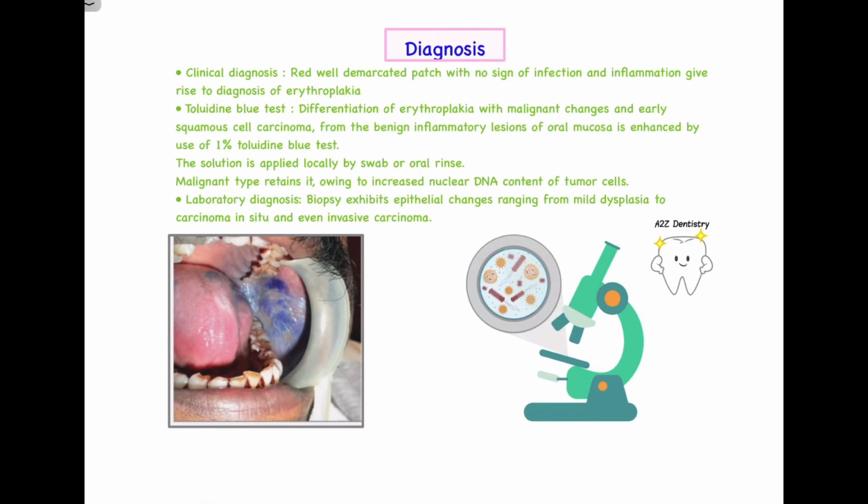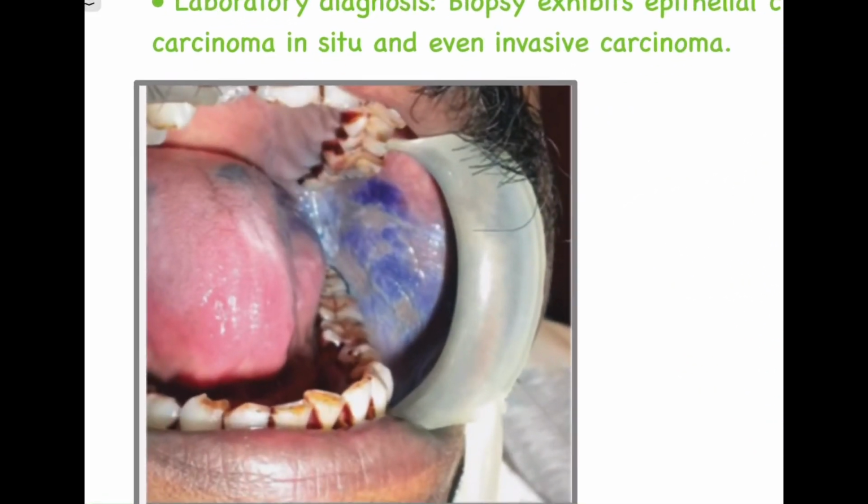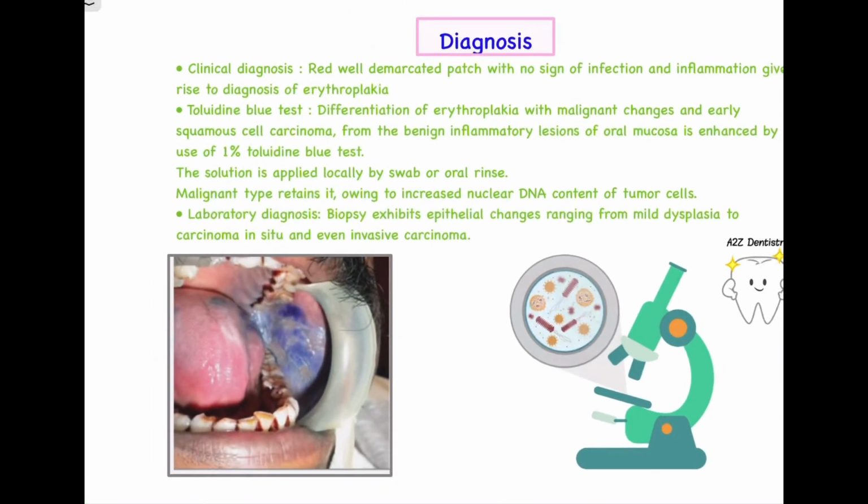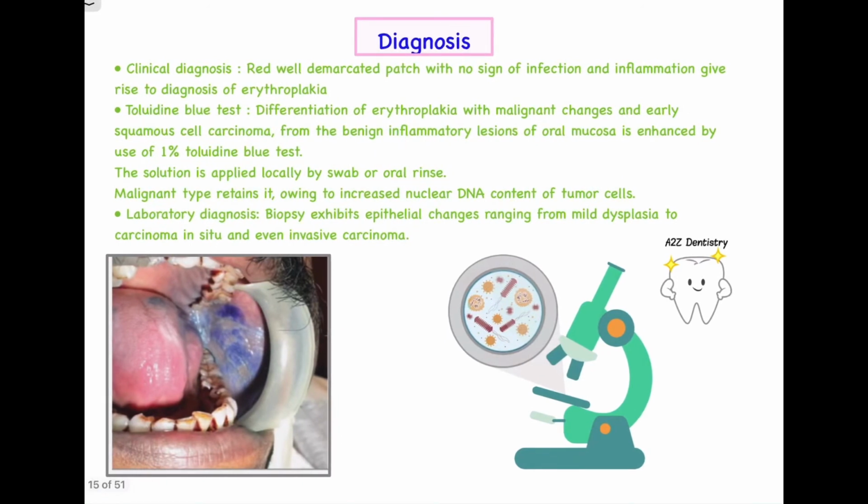The malignant cells tend to retain that dye, and in this picture, as you can see, the malignant cells have retained that dye, and the lesion is very extensive. It is almost covering the whole of the buccal mucosa, the buccal vestibule. It is also extending to the dorsum of the tongue, but mostly the ventral surface of the tongue, right? So quite an extensive form of erythroplakia which we have seen in this picture. So once we are quite sure of the case that it is erythroplakia, we can undergo further lab tests.